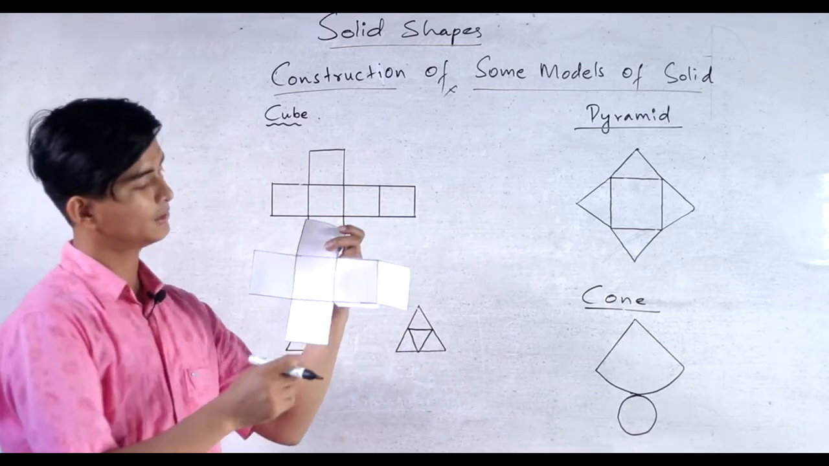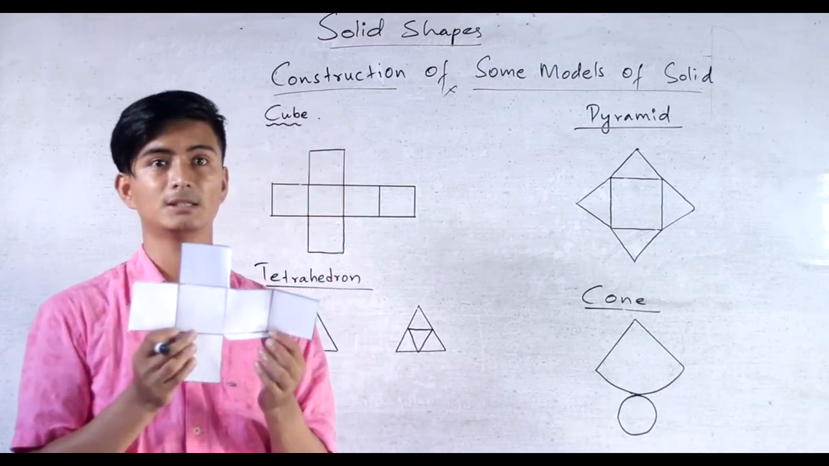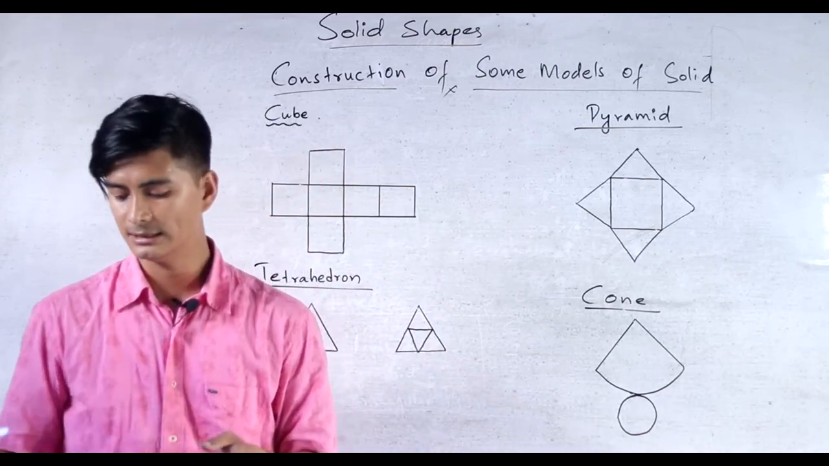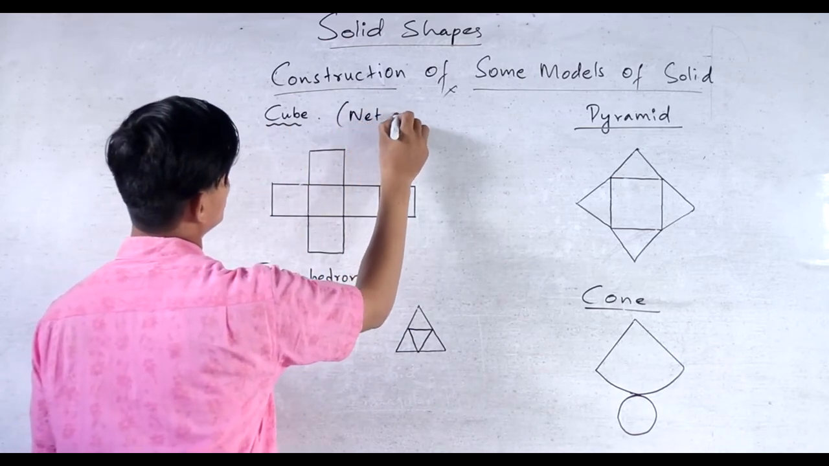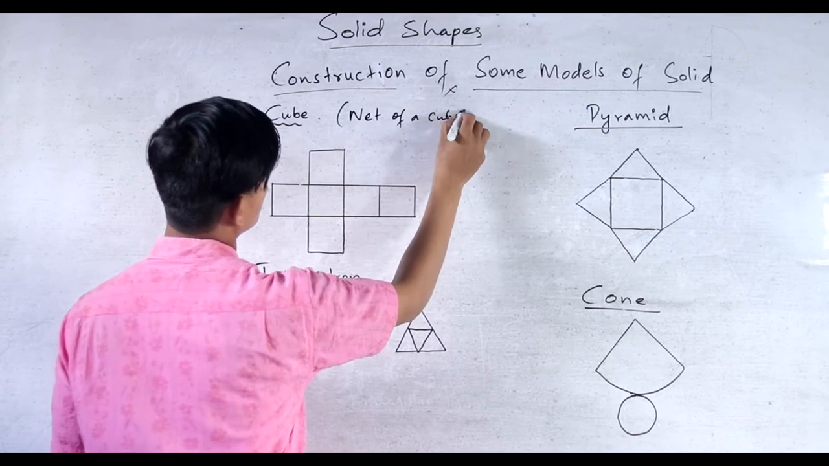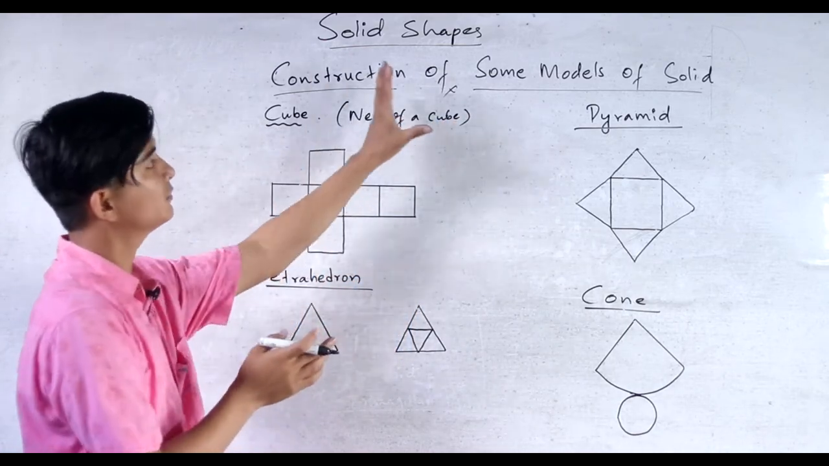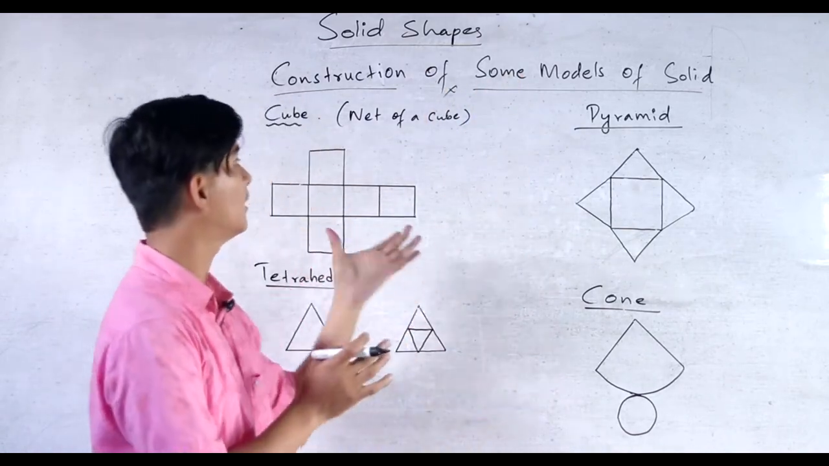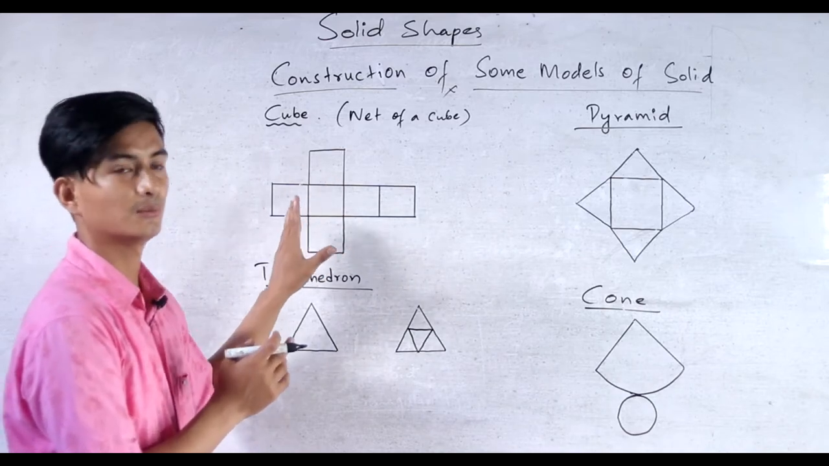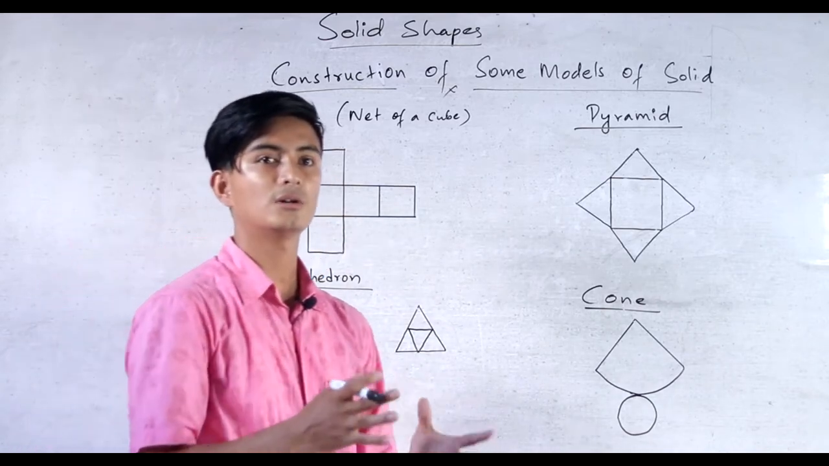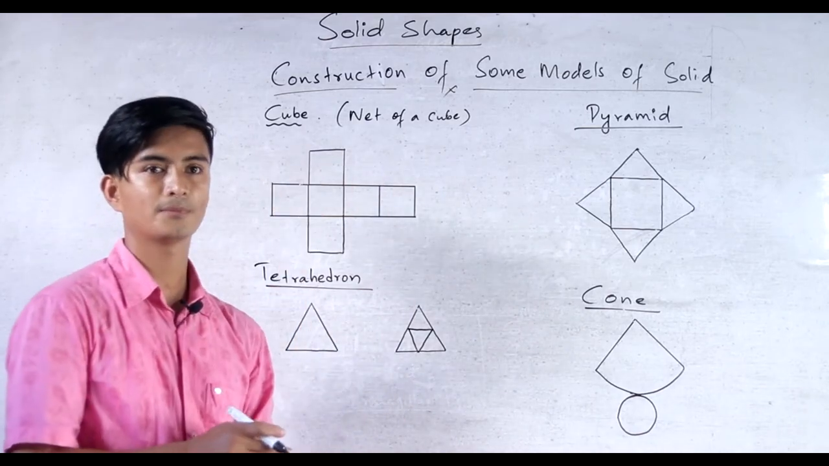You can see here. So what do we call this? This is called a net. This is the net of a cube. So how to draw or how to construct a cube? For that, what you have to do first is draw a net for the cube, then only we can construct a cube, right?